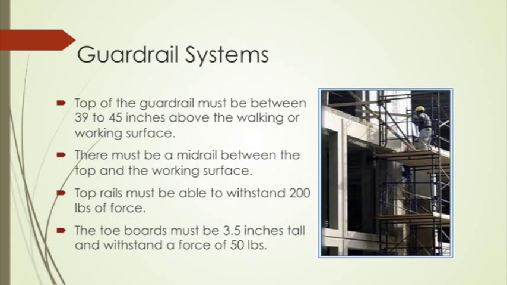Guardrails are the most common and usually safest way of dealing with fall hazards. The top of the guardrail must be between 39 to 45 inches above the walking or working surface, and there must be a mid-rail between the top and working surface. If screens are used instead of mid-rails, the screens must extend the top rail to the working surface. Top rails must be able to withstand a force of 200 pounds, while toe boards must be able to withstand a force of 50 pounds while 3.5 inches tall.